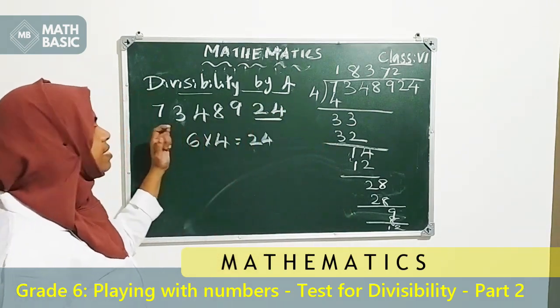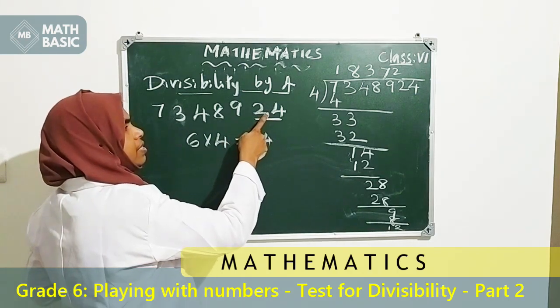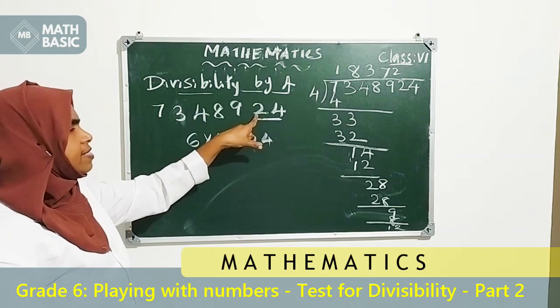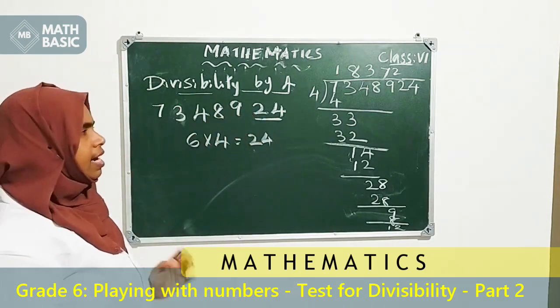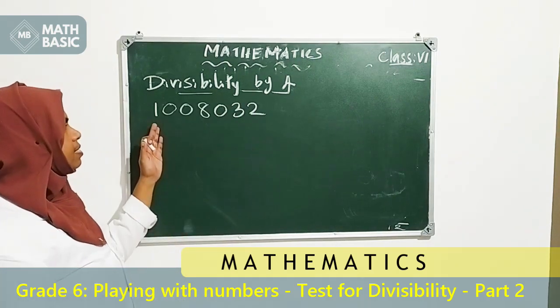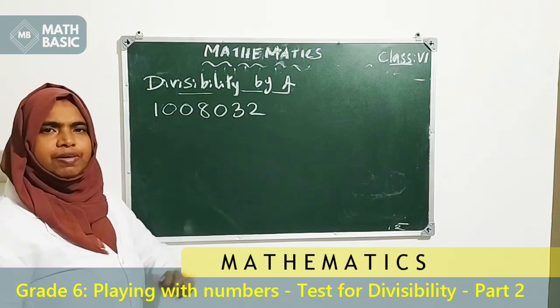This is the easiest method, because we only see the 2 digits from the ones place and tens place. This is 24. Like that you can do. One more question we can do. See this number, 1, 2, 3, 4, 5, 6, 7. A 7-digit number.